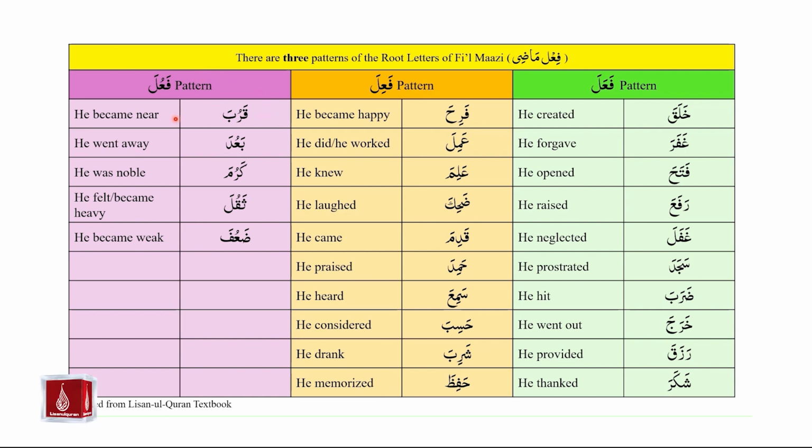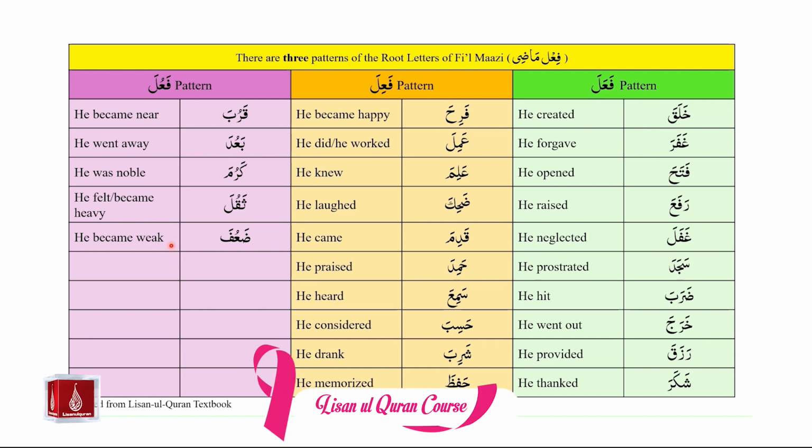Qaruba, he became near. Ba'uda, he went away. Karuma, he was noble. Thaqula, he felt heavy or he became heavy. Dwa'ufa, he became weak.